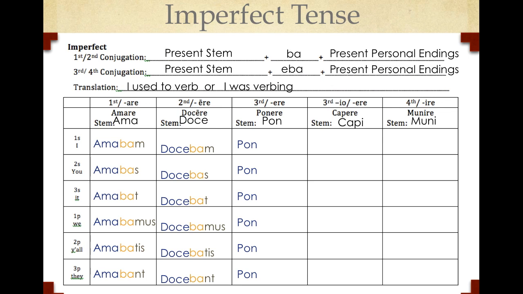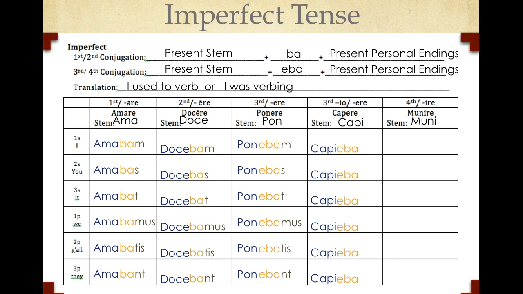Pono, notice I've got your stems all the way down. I'm adding ibas this time because it's third conjugation. And then our endings. Capio, remember to keep that I in there so it's capiebam. And then our endings. Munio, exact same thing, EBA, and then the NT. Third IO and fourth always look pretty similar.